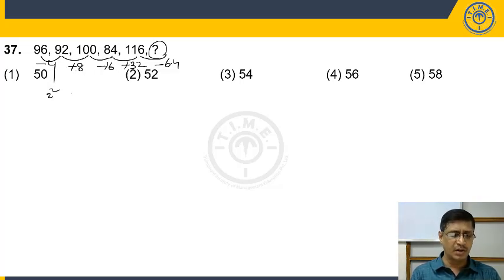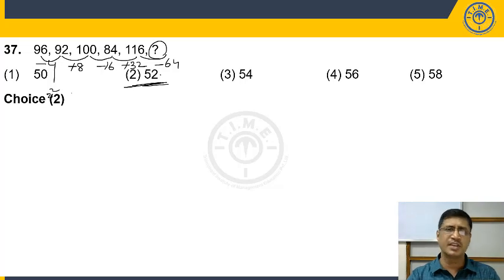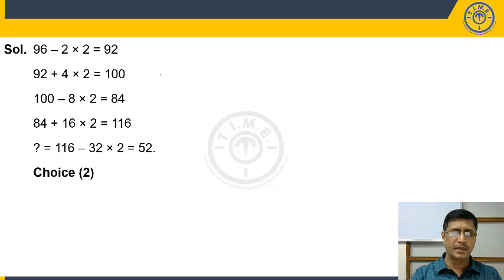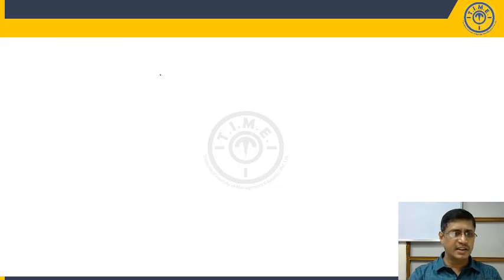So when you subtract 64 from the value, what is the result? 52 is the result. So the right choice is option number 2. The second choice is the right answer. Okay. Now look at the next example.